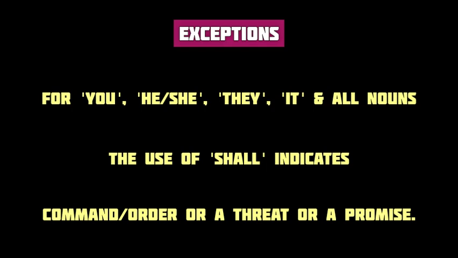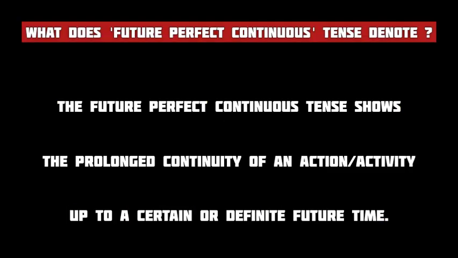For example, if shall is used for you, he, she, it, they or any noun, it shows a command, order or a threat or a promise. You may please watch my previous video on modals part 2 for a detailed explanation in this regard. Well, let's now learn what the future perfect continuous tense of the verb means.